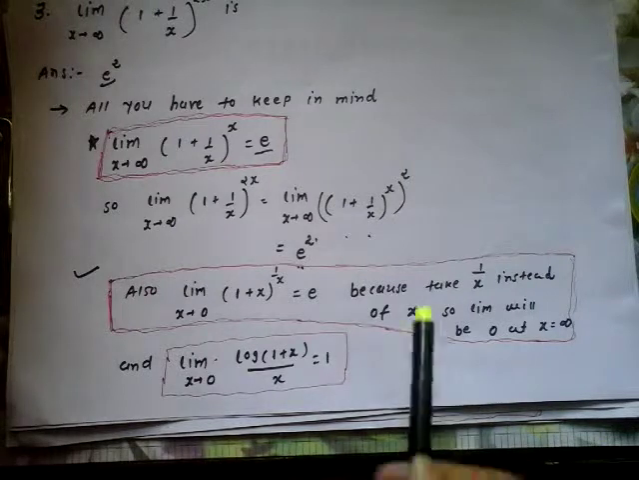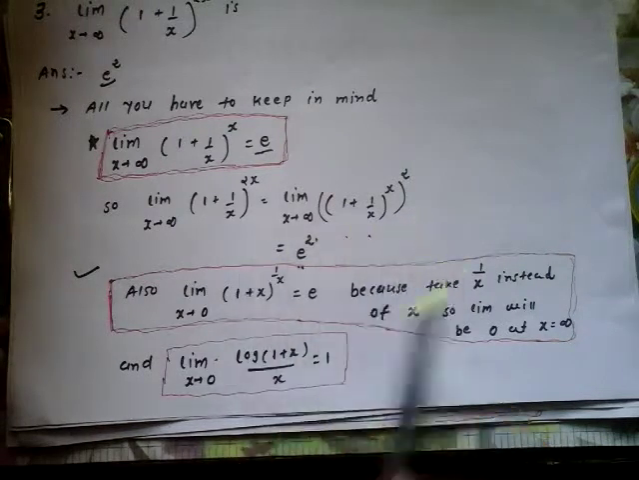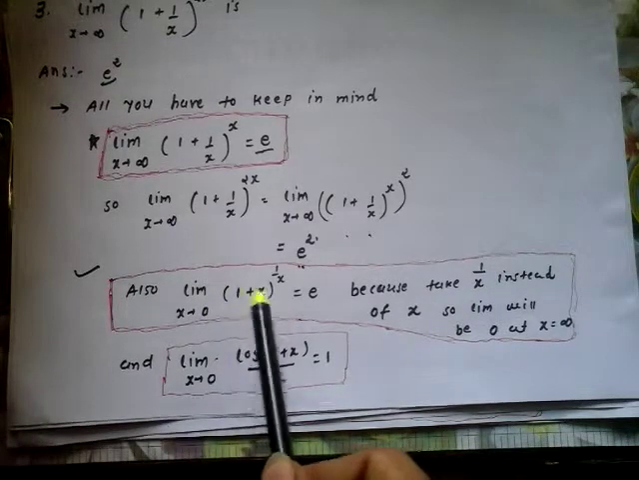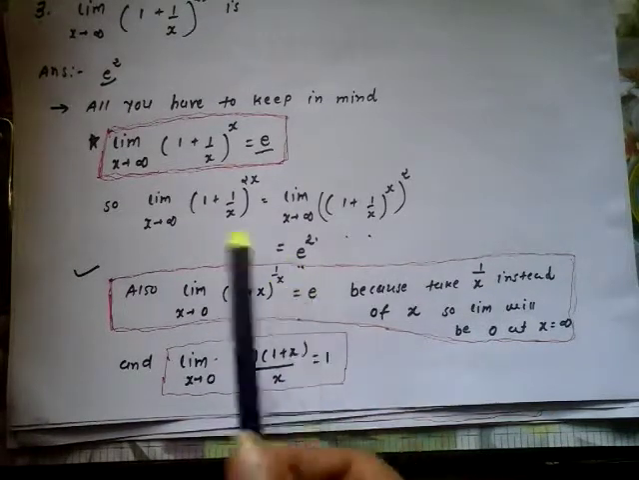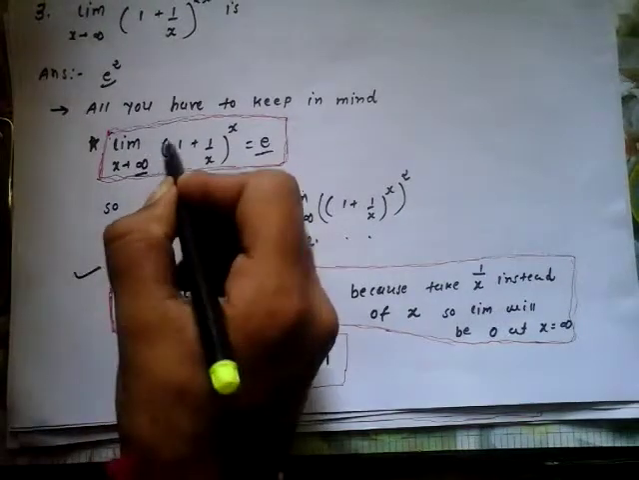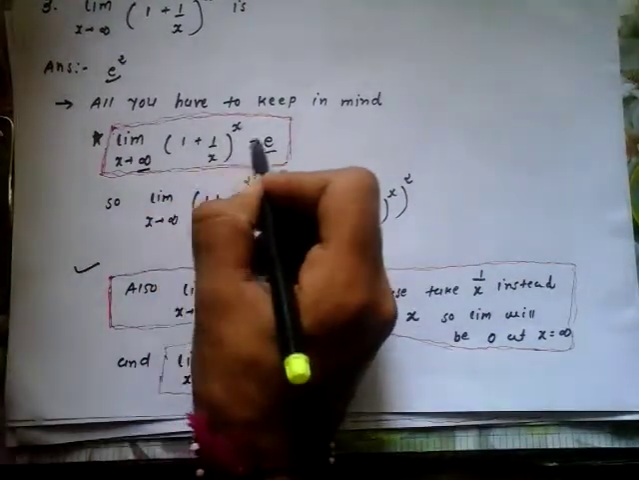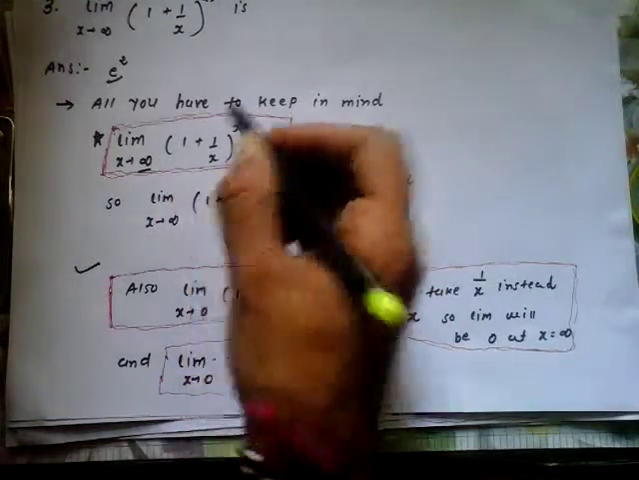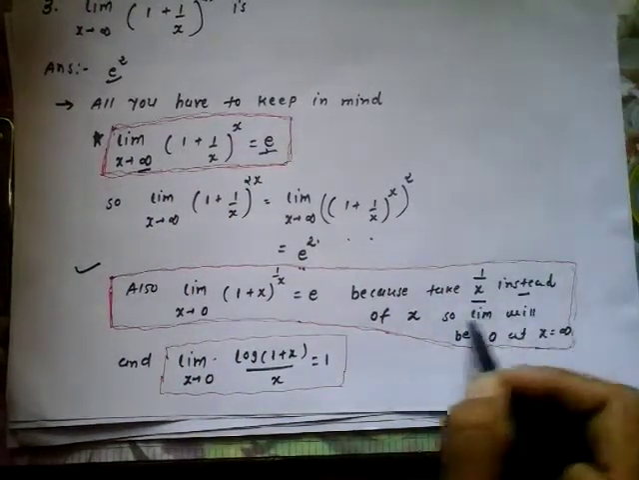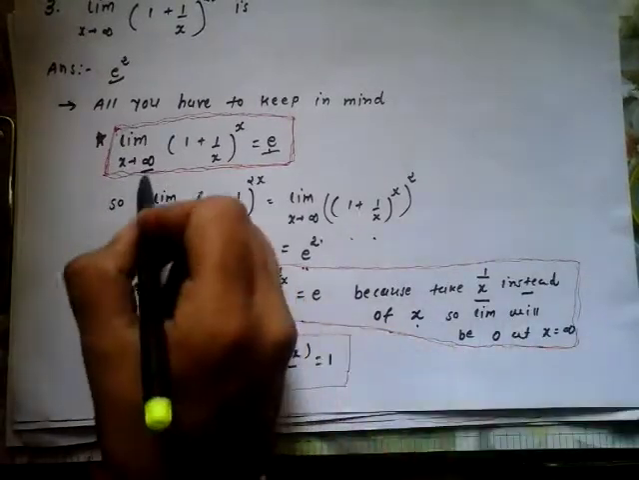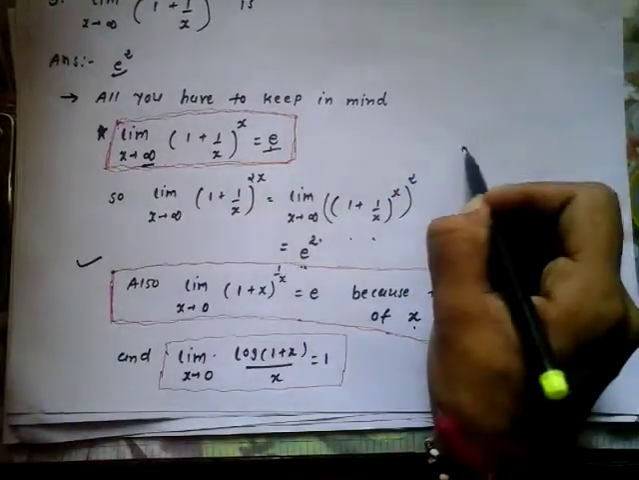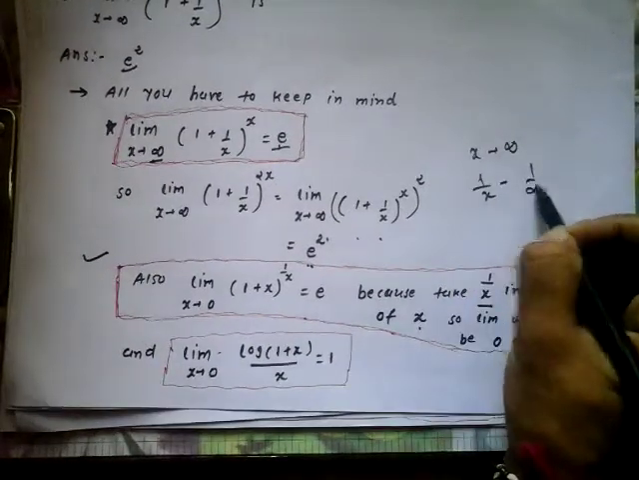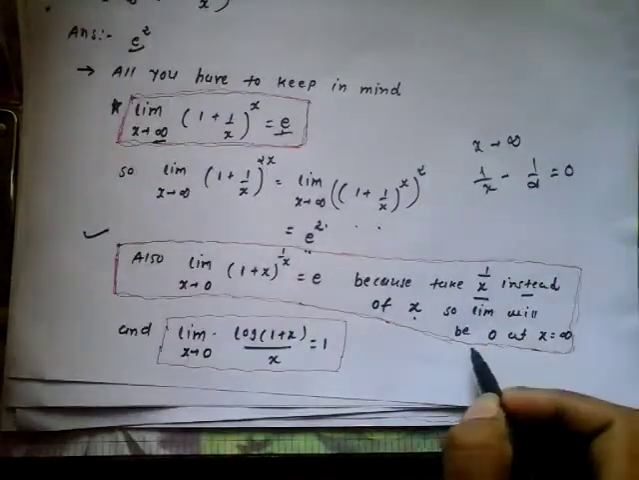But you also have to keep in mind another formula: the limit as x tends to 0 of (1 plus x) raised to 1 upon x is equal to e, because we know that the limit as x tends to infinity of (1 plus 1 upon x) raised to x is equal to e. Put 1 upon x instead of x. Here x tends to infinity, so if we put 1 upon x, the limit will be 1 upon infinity, which means 0.